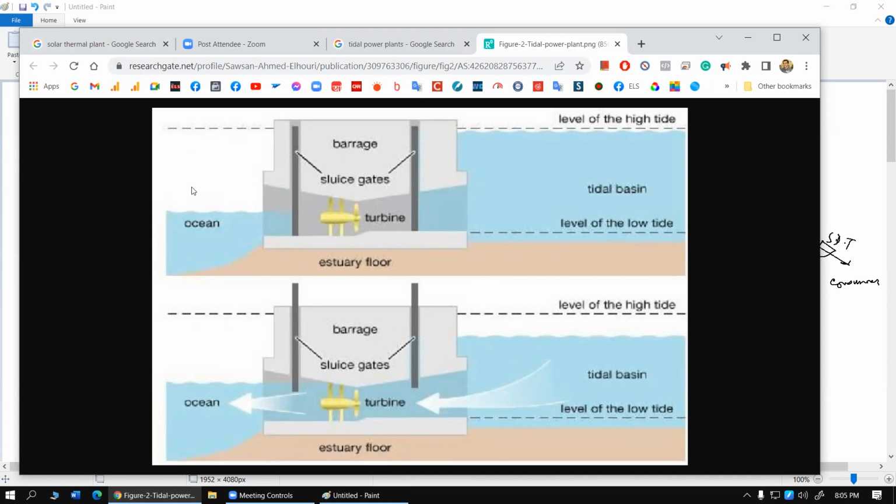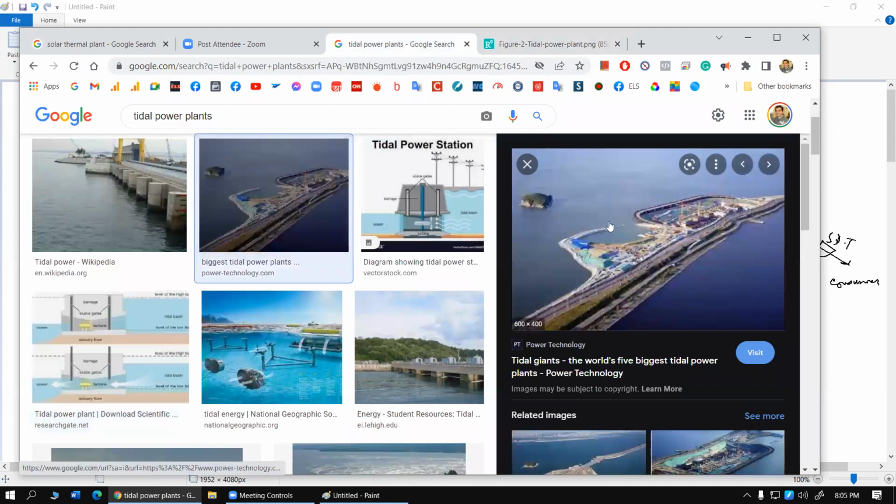So let's try to understand what is happening. This is the open ocean. Alongside the open ocean, we'll make a dam. This is the cross-sectional view of the dam. This is not the whole dam. The whole dam is somewhat like this.